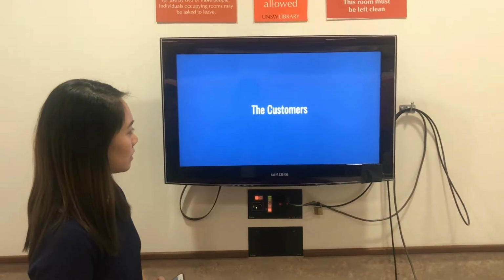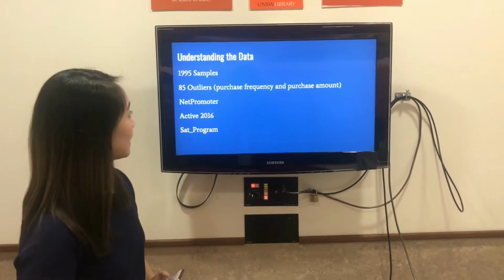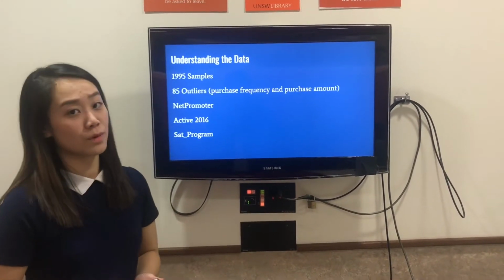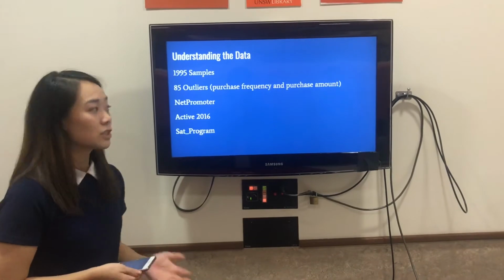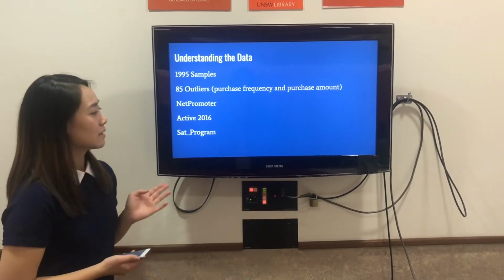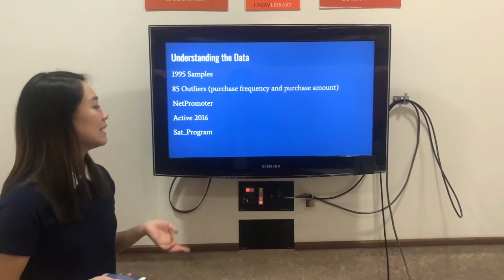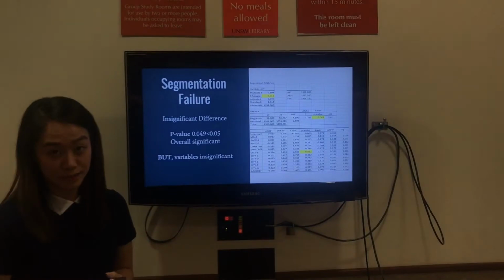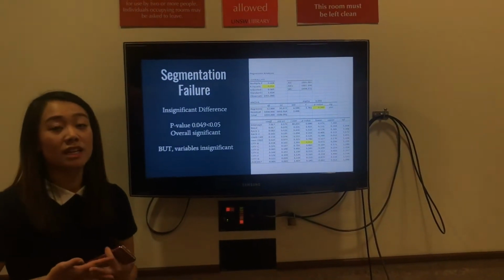So now we will just look at what data we have. First we collected 1,995 samples in total. We did identify and remove 85 outliers based on the purchase frequency and the purchase amount data. And we also used the data from Net Promoter Score, whether they are active in 2016, and the overall satisfaction of the program. When it comes to segmenting the customers, we first segment customers based on demographic factors.